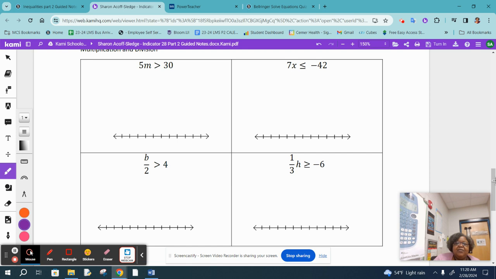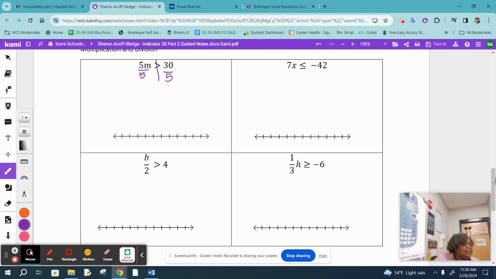All right. So now I have, some of y'all get stuck right here. Somebody read that to me. It says 5m, but what is it actually? 5 times m. Okay. So what were you saying, Peyton? You were giving me the opposite. What's the inverse of times? Division. So I need to divide by what? 5.